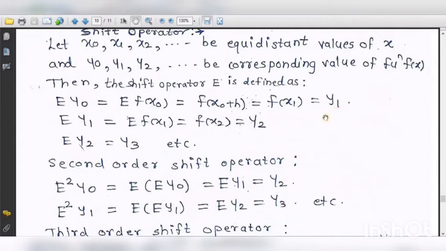It means that it is shifting. The name of our operator is shift operator. So this y0 is shifting to its next value if we operate E on it. So always if we apply it on any value of y, then it shifts to its next value, the immediate next value.